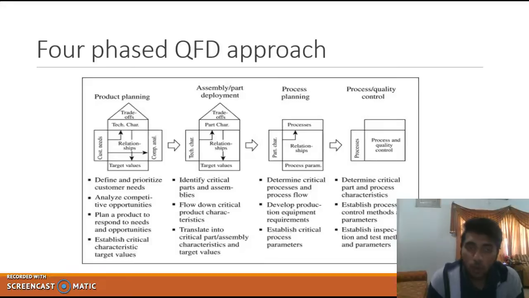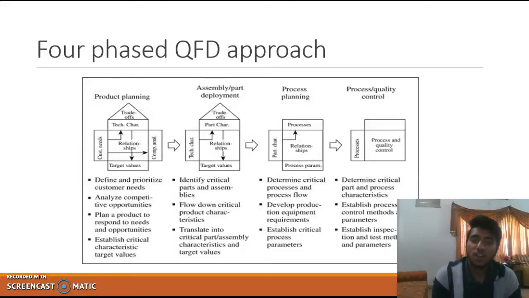Then, further moving on is the assembly deployment part. It is basically there to identify critical parts and assemblies, flow down critical product characteristics, and finally translate them into critical assembly characteristics and target values.